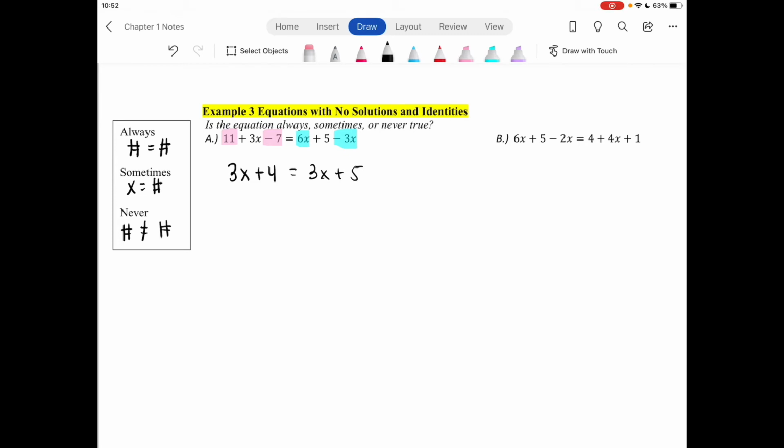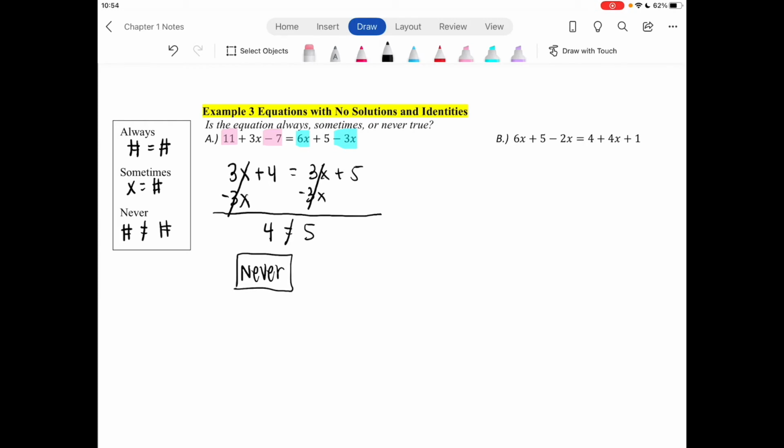Now we can bring our x terms to the same side. We'll subtract 3x from both sides, making sure to line up our x's, and we're going to end up with those canceling out on both sides, which only leaves us with 4 equals 5. This is not a true statement, so this is an example of an equation that is never true. There's no number we could plug into both sides that would make the two sides equal each other.